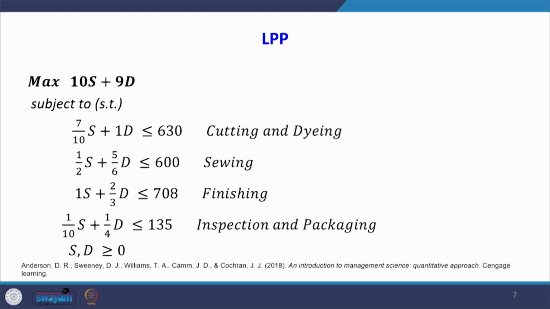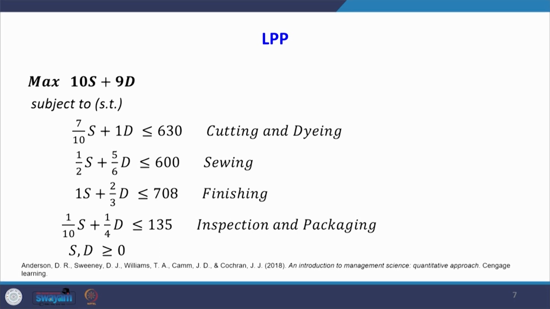This was the problem. What is that problem? Maximize 10S plus 9D. The company produces 2 bags, one is the standard bag and the other is the deluxe bag. There were 4 constraints: cutting and dyeing constraint, sewing constraint, finishing constraint, and inspection and packaging constraint. This was the original problem. Now, we are going to modify it.